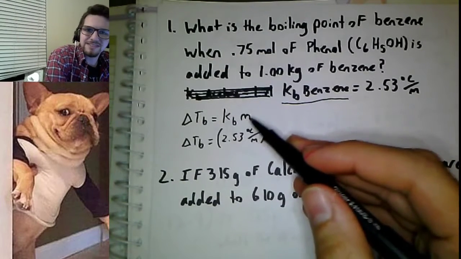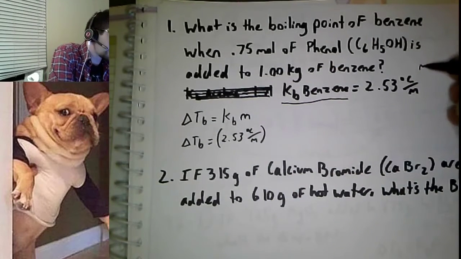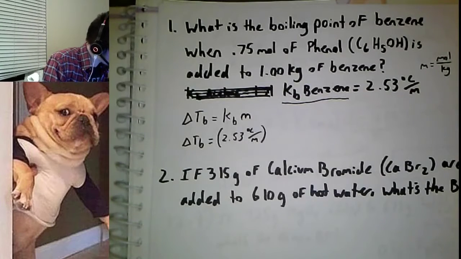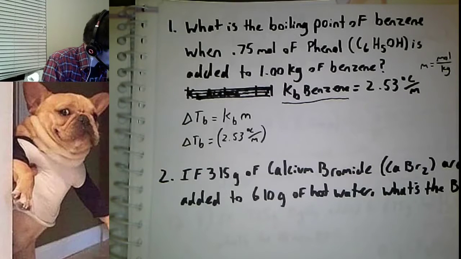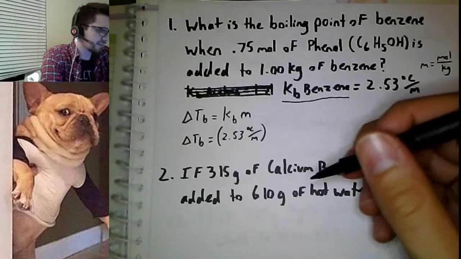Now I still have to fill in this m. So what did m stand for? Do you guys remember? M was moles per kilogram. And before I say something dumb, yeah, it's moles per kilogram. Whew, I had a brain fart there.